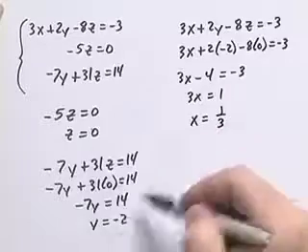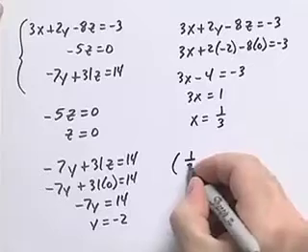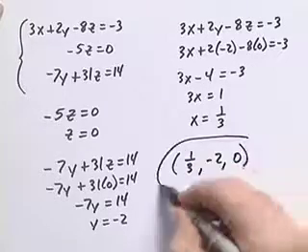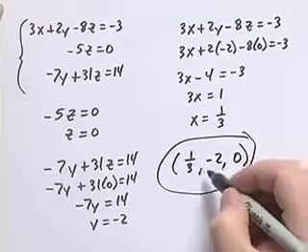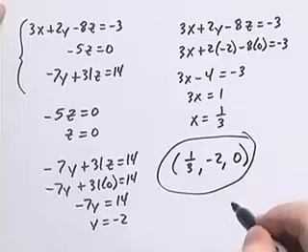So we now know the values for x, y, and z. So our ordered triple solution is 1/3, -2, 0. Again, you should go back and check the solution into the original system of equations to make sure that it satisfies all three of the equations.